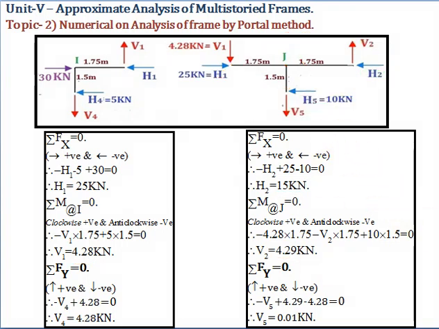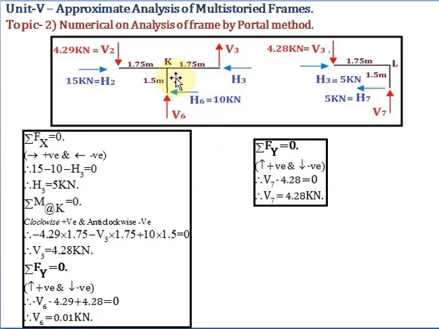Okay. Now next, consider the summation of vertical forces equal to 0. So what are the vertical forces? V5 acting downward, as it is acting downward, minus. So minus V5 plus 4.28, okay, acting downward, minus. Okay. And plus this V2 acting upward. So we'll get here the value of V5. What is the value of V5? 0.01 kilonewton. Okay. Now after calculating this value, we'll consider the next, that is joint K.